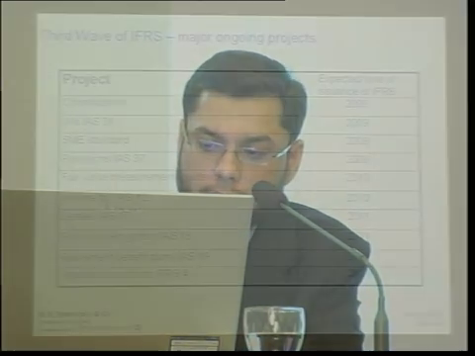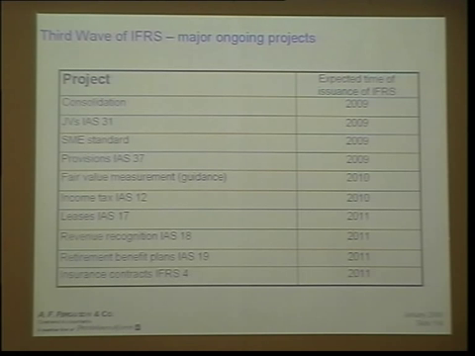We've discussed the second wave. Third wave, which is expected to be sometime in 2011 or 2012, in another 3-4 years' time. The major ongoing projects which would be covered, which would be out by then, are consolidation, JVs, IAS 31 is being revised, the SME standard is being revised, and it is soon to come out. Provisions, IAS 37, is expected in 2009. Fair value measurement guidance is expected in 2010. Income tax would be revamped and revised in 2010. Leases would be revised. Revenue recognition, retirement benefit plans, and insurance contracts would be in 2011.